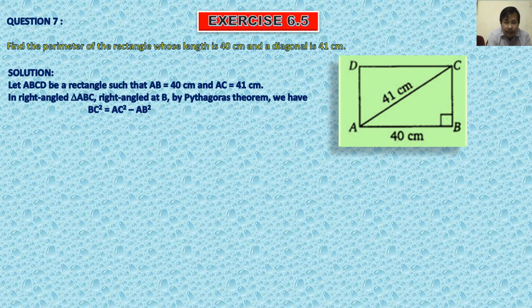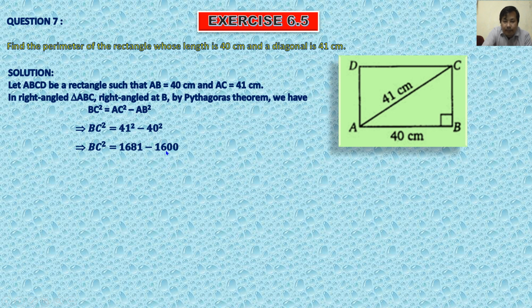Then what we have, you see, BC square is equal to 41 square minus 40 square. AC is 41 centimeter and AB is 40 centimeter. So we have to subtract their squares, isn't it? Then how much do we get here? BC square is equal to 1681 minus 1600. Square of 41 means 41 times 41, which is 1681, minus 40 square, 40 times 40 is 1600.